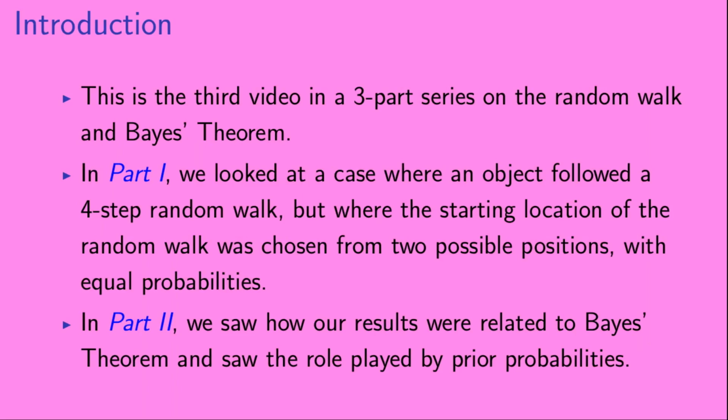In Part 1, we looked at a case where an object followed a four-step random walk, but where the starting location of the random walk was chosen from two possible positions with equal probabilities. In Part 2, we saw how our results were related to Bayes' theorem and saw the role played by prior probabilities.